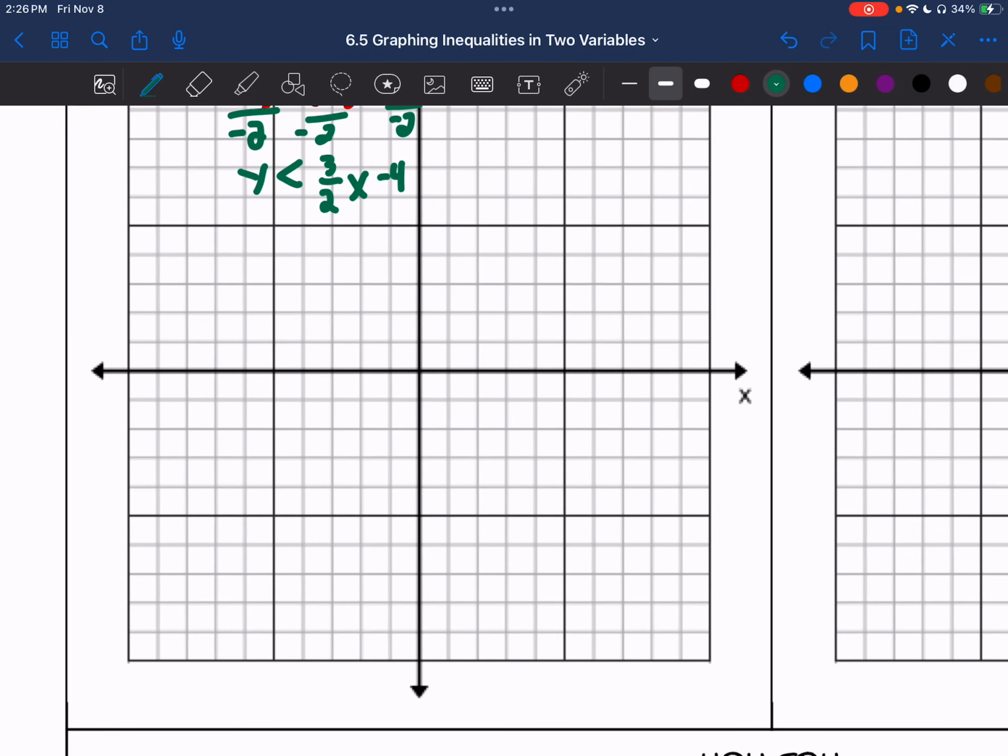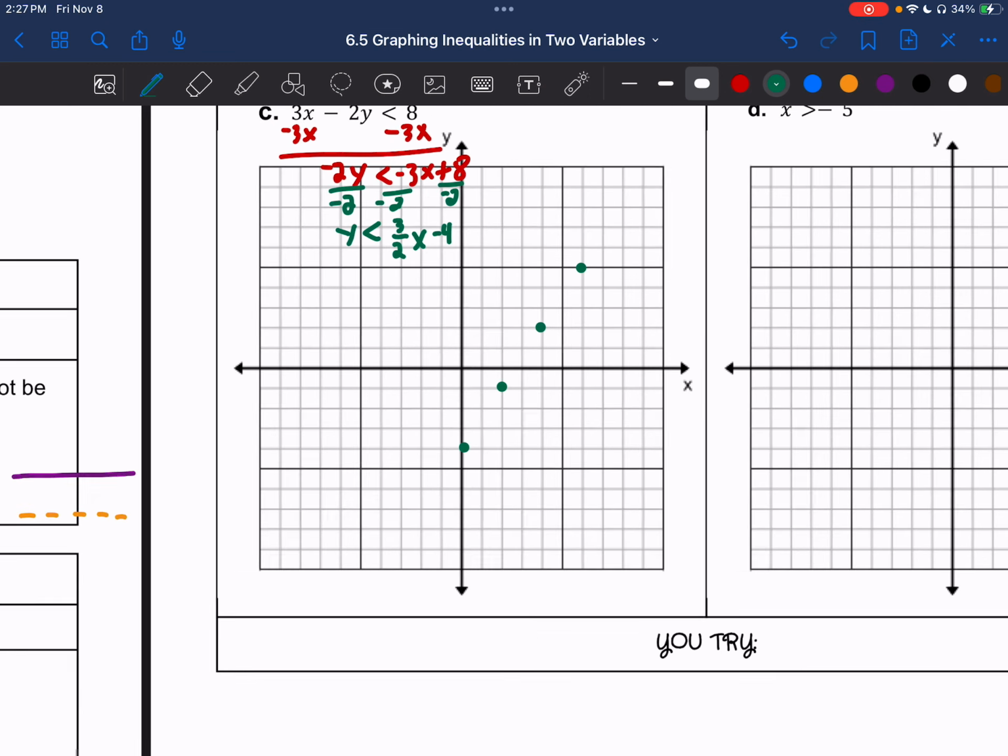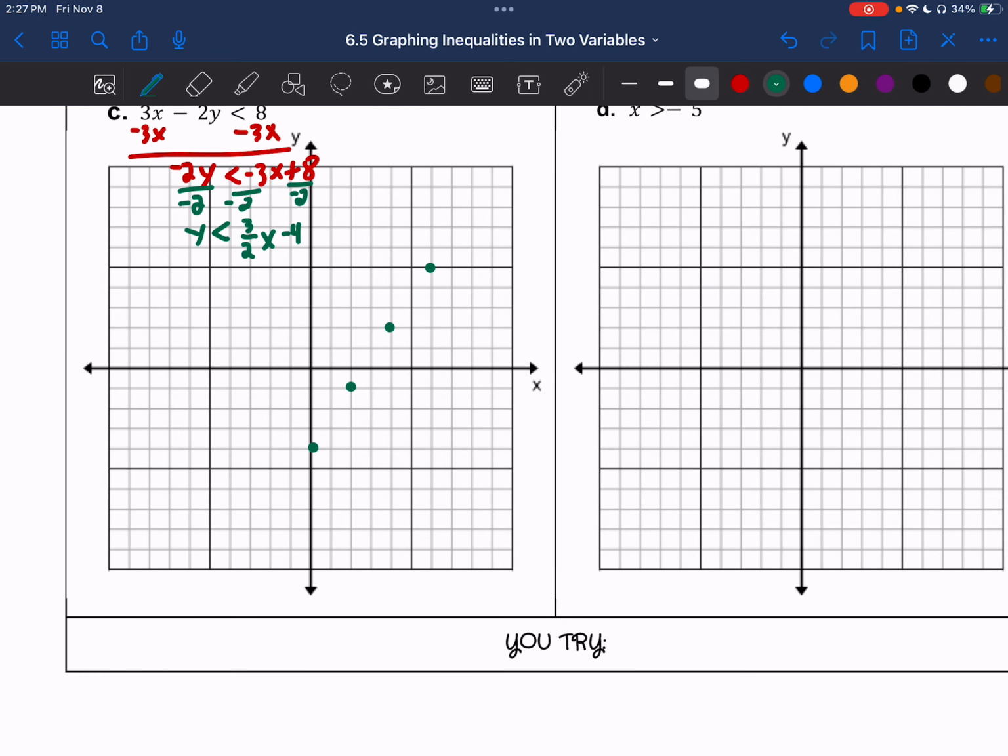So my y-intercept is at -4. My slope is 3/2, so I'm going up 3 to the right 2, up 3 right 2, and so on. And so I have my pattern, and now I can draw in my line. And we're going to make it a dashed line because it is less than.